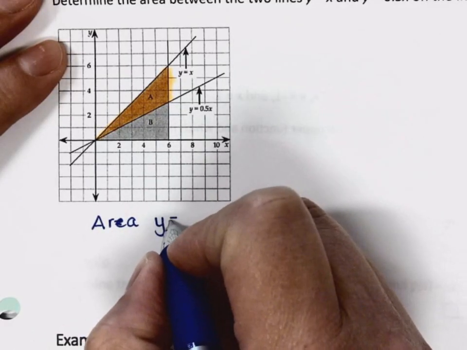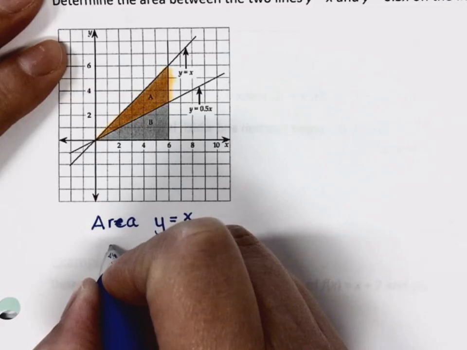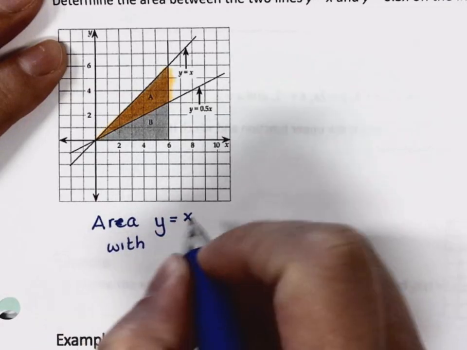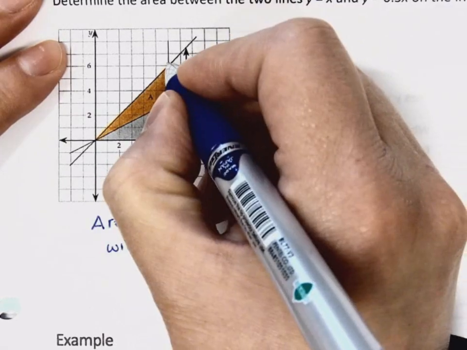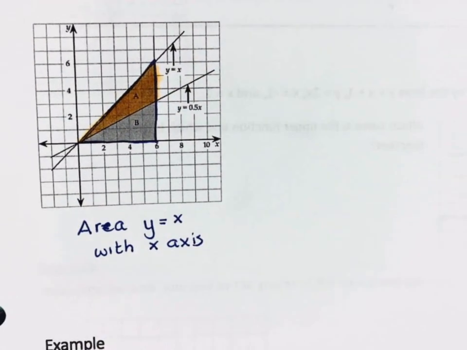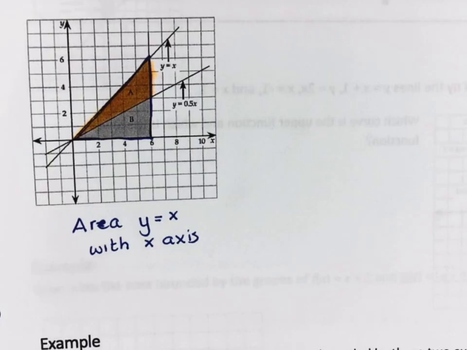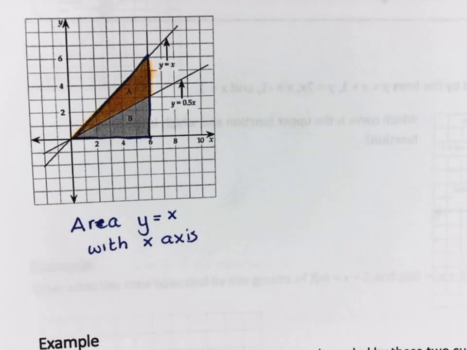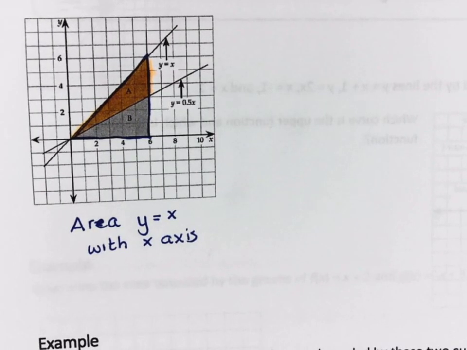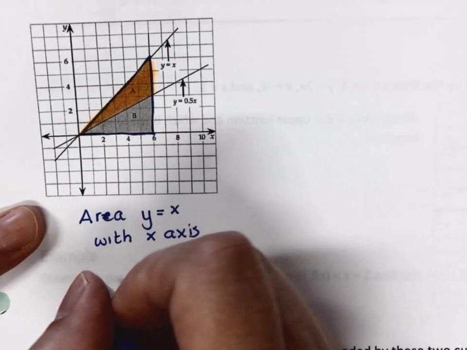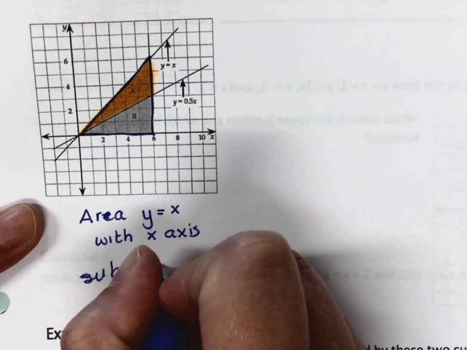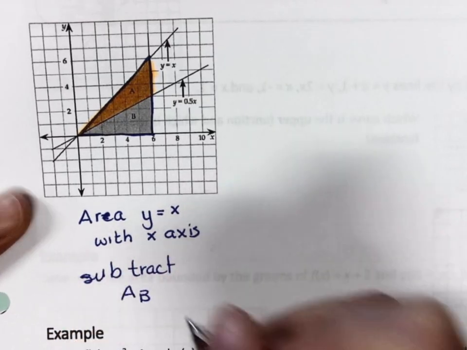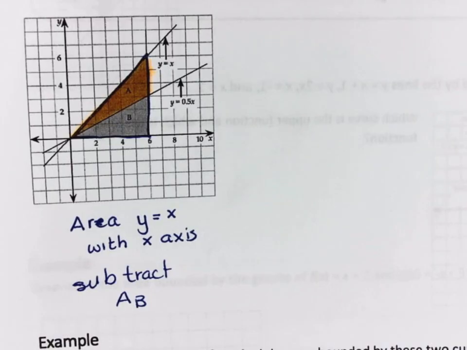Area of y equals x with the x-axis, right? So we're finding the big area here, and then we're going to find the area of B, and then we're just going to subtract them. So I think this is a grade 10 question. We could probably do that easily. And then we're going to subtract. Okay, so let's find it. Subtract area B. Okay, with all of our high school math, we don't even need to use Pythagoras.